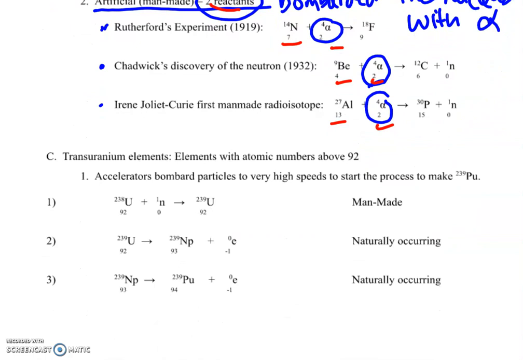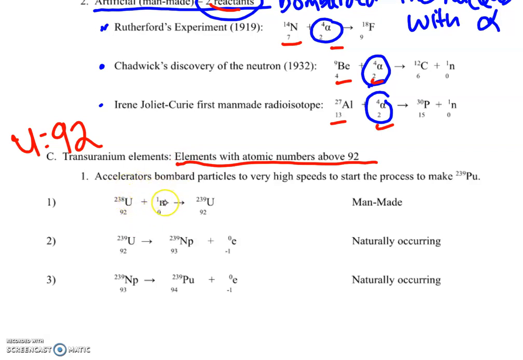So elements that are past uranium all have an atomic number above 92. Uranium's atomic number is 92. You can find naturally occurring uranium, but everything above that has to have been made somehow. So let's look at our first example.